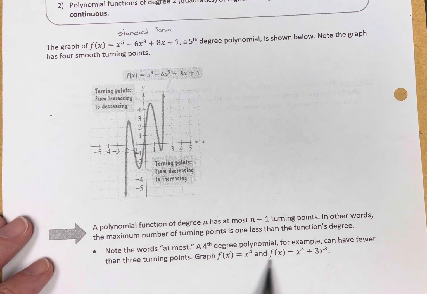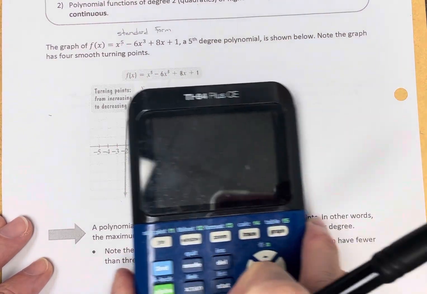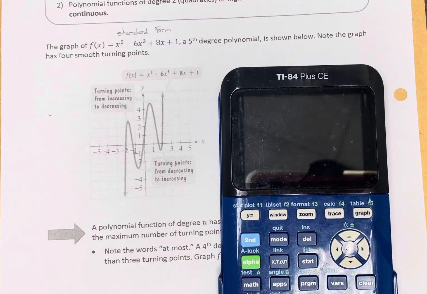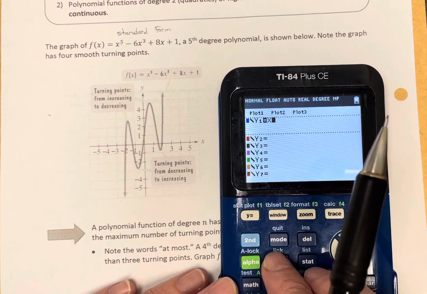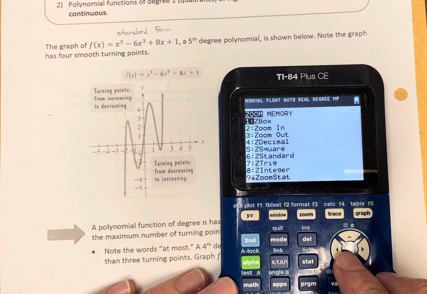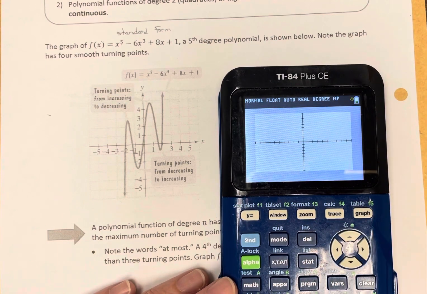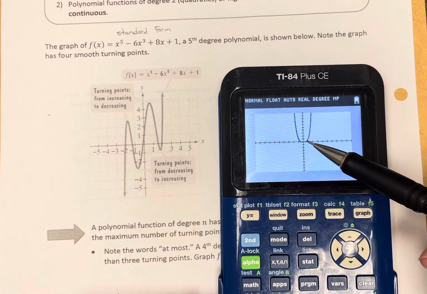Let's take a look at 2 graphs: x to the fourth, and x to the fourth plus 3x cubed. Notice this is a fourth degree polynomial, and this is also a fourth degree polynomial. I'll come in here and graph y equals x to the fourth. There it is. Let's go to my zoom and standard. You'll see with this graph there's just 1 turning point, right there. It can have at most 3, but it turns out this one has just 1.